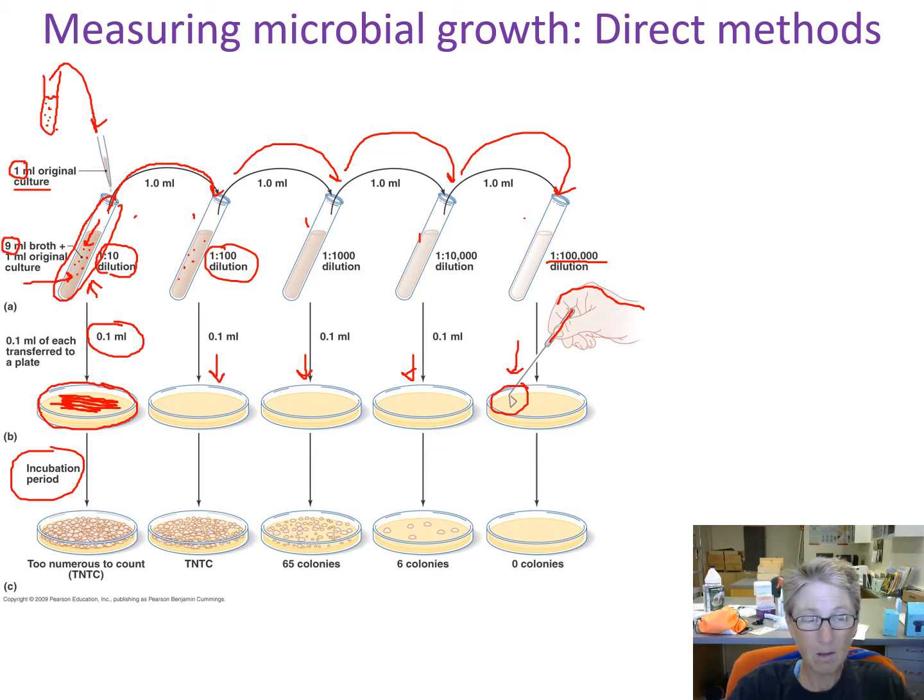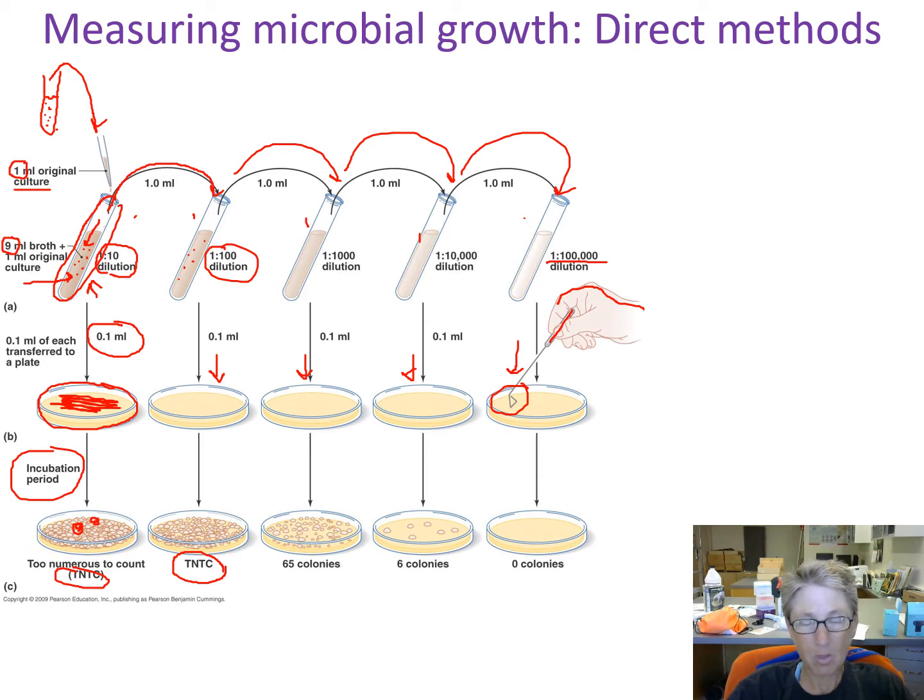At 1 to 10 dilution, you get the colonies, which are, remember, colonies are just giant mounds of, could be 100,000, could be 100 million microbes per colony. And in your first plate, your 1 to 10 dilution, it's too numerous to count. The colonies are too numerous to count. And in your 1 to 100 dilution, the colonies are too numerous to count.